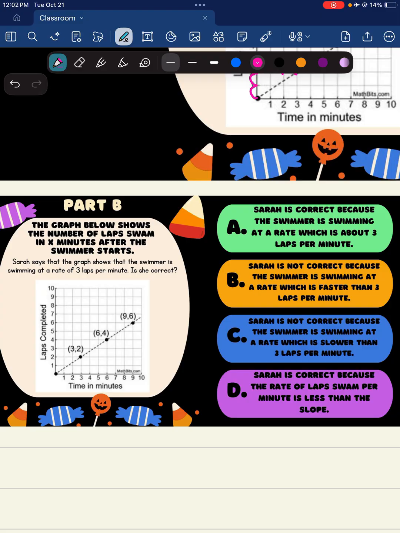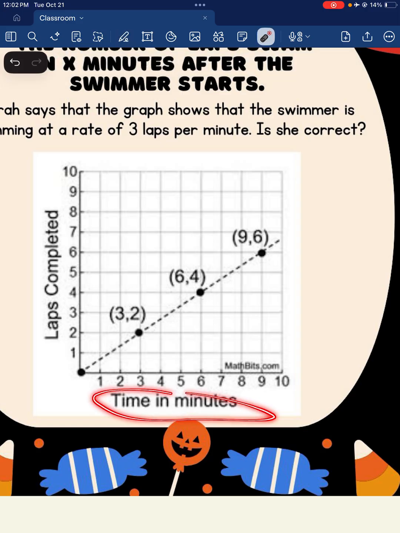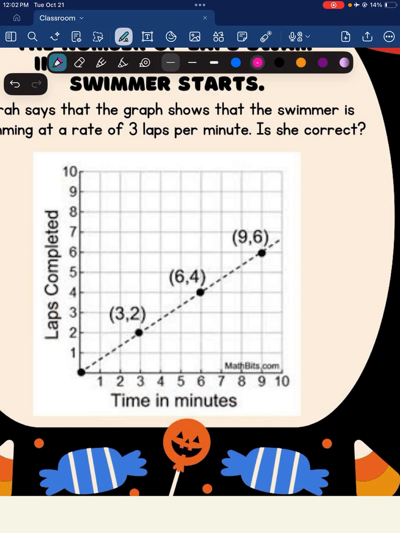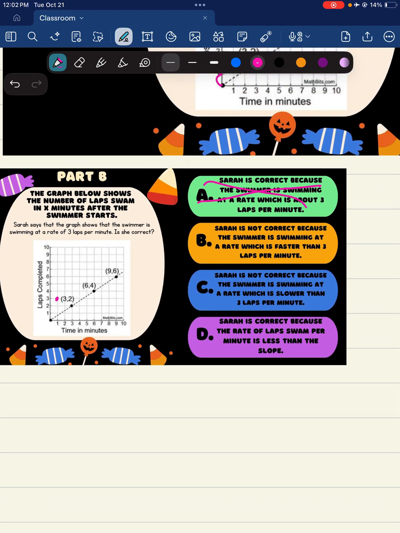Then part B says, Sarah says the graph shows that the swimmer is swimming at a rate of 3 laps per minute. Is she correct? So we're going to look through. Letter A says Sarah is correct because the swimmer is swimming at a rate of about 3 laps per minute. Just to look at this, a dot that would be 3 laps per minute: time in minutes would be right here, laps is here. That means after 1 minute, I would have 3 laps, which would be a dot right there. Does that line have that? No. So A is not correct.